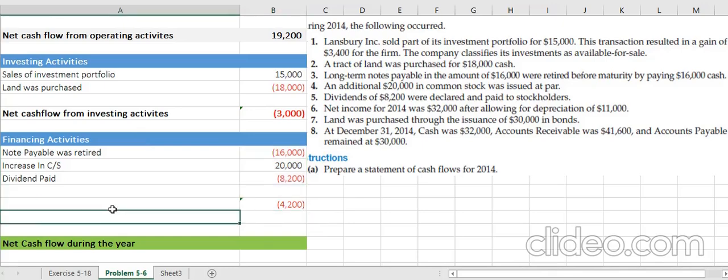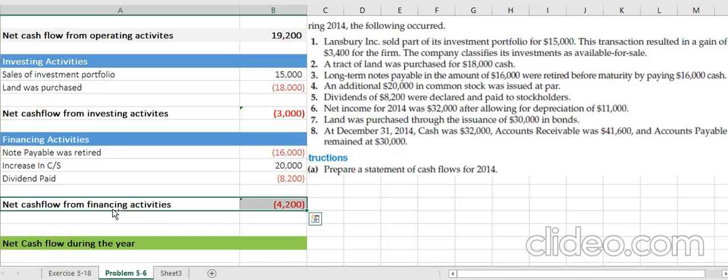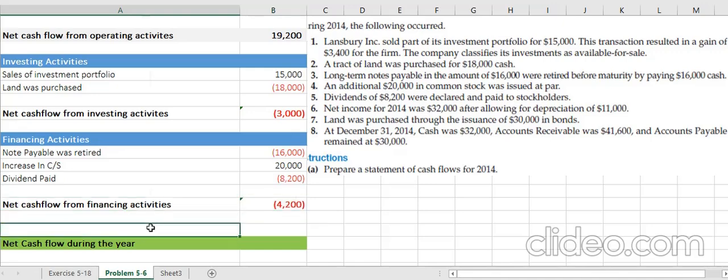Okay, from the financing activities, net cash flow from financing activities. Okay, our net cash flow from financing activity is 4,200.